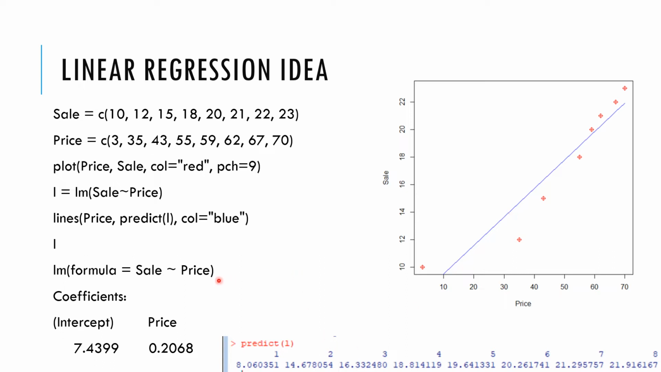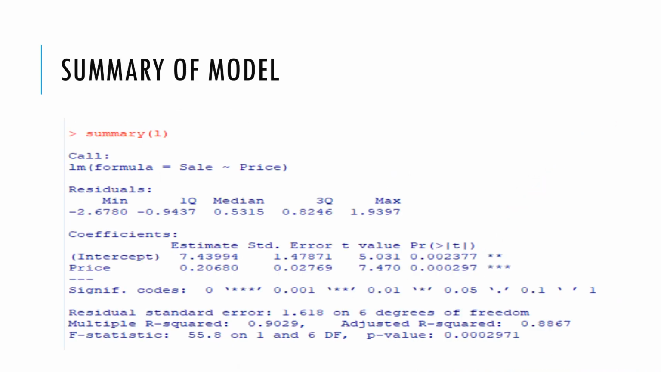So you see, this is what this model is doing. This line is the model, and these are the points. Basically, our job is to build a model like this with minimum error. We'll see later what happens. If you want more details or information about this model L, you can use a function called summary, and inside the summary you mention the name of the model, and it will give you all the details.